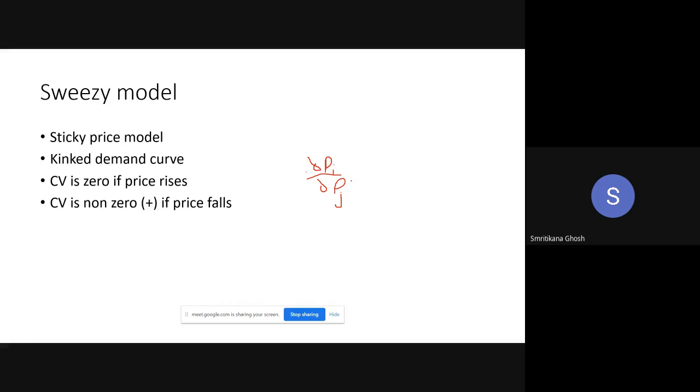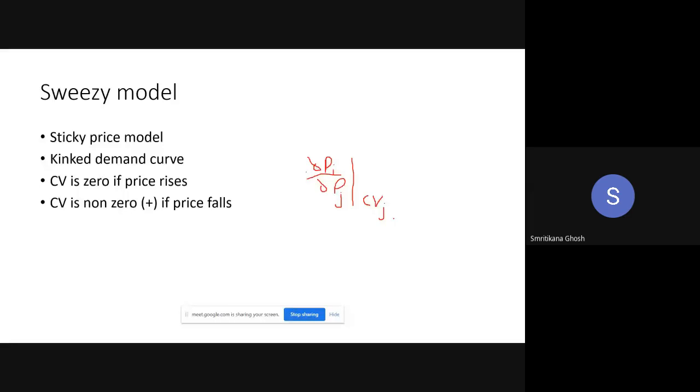Ma'am, can we consider it as a price war? Yes. If price is falling, then definitely it's a price war. This is the conjectural variation of which firm? Tell me. Yes, this is the conjectural variation of the jth firm. Okay, so del P_i by del P_j, this is the conjectural variation of the jth firm. And here the jth firm is our concern.